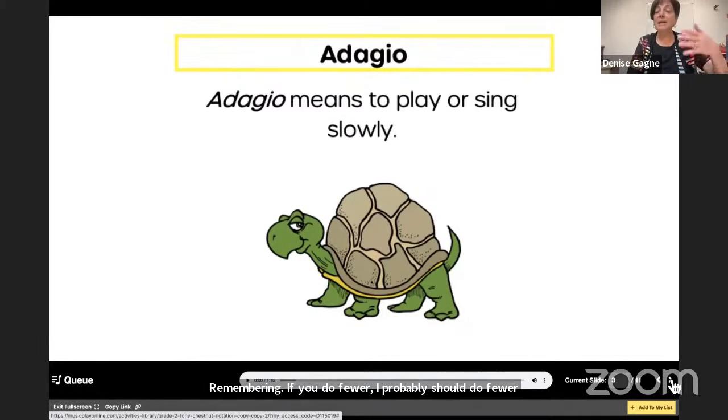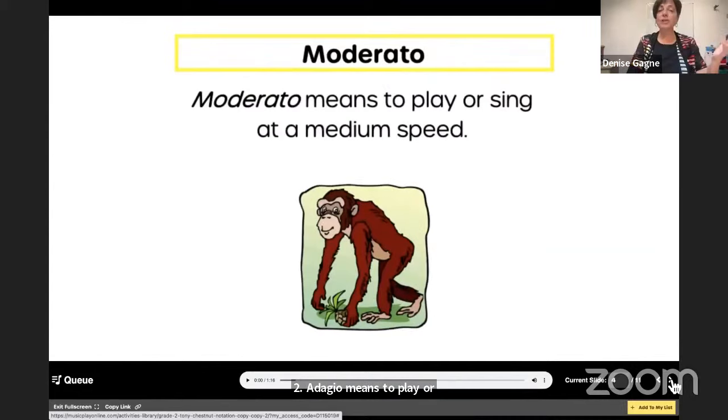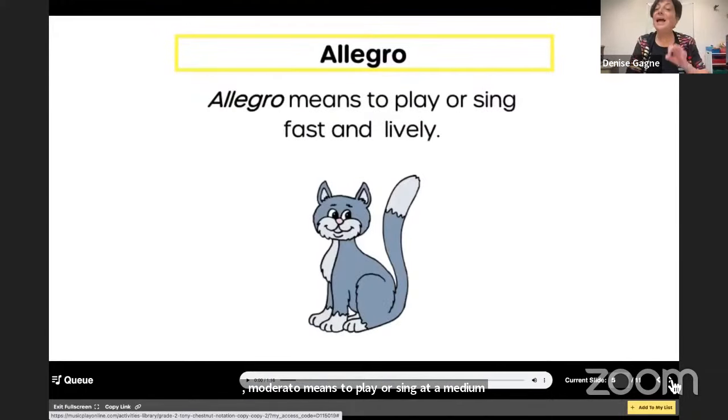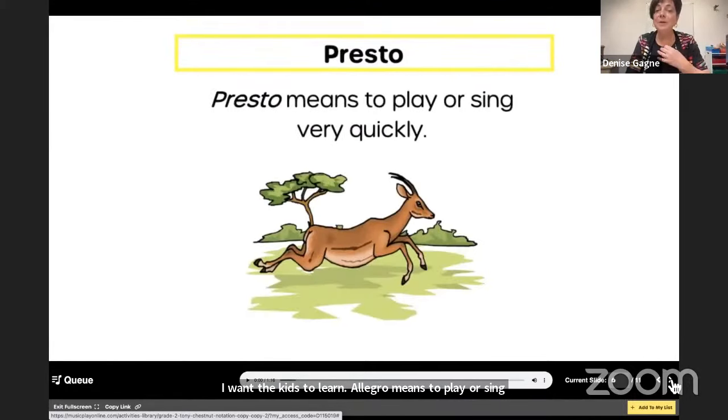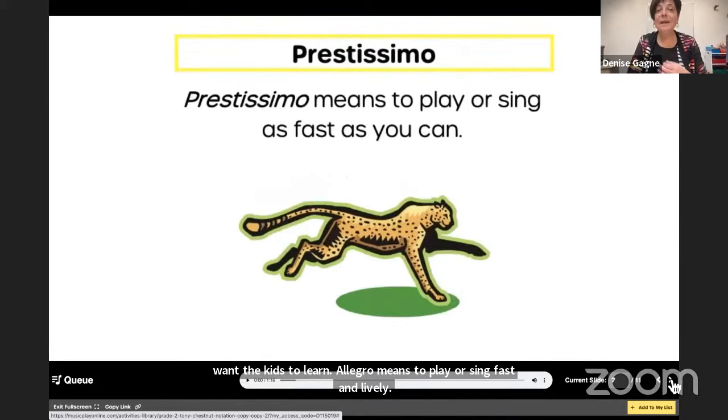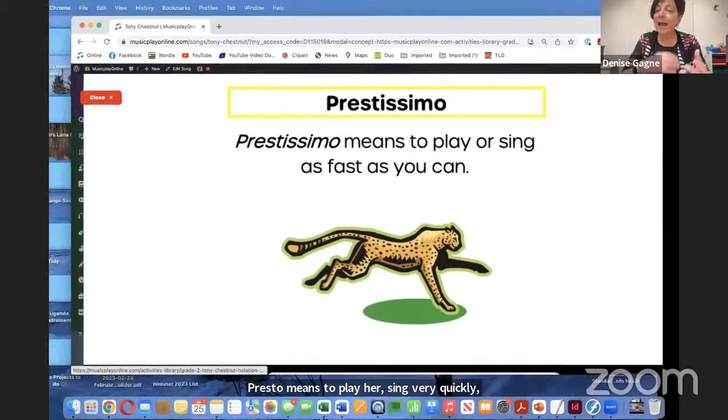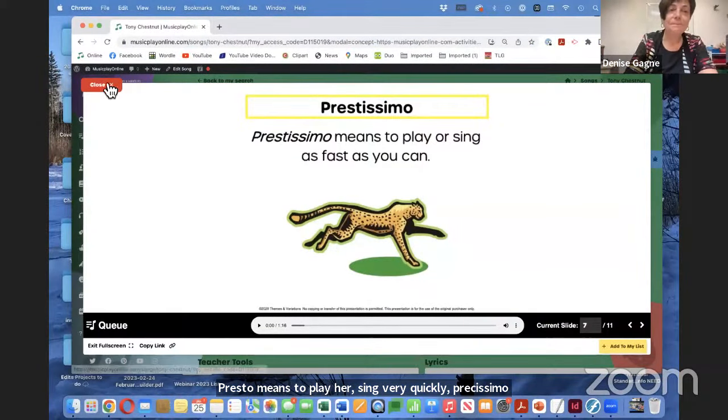Adagio means to play or sing slowly. The kids repeat. Moderato means to play or sing at a medium speed. So I say it in the speed I want the kids to learn. Allegro means to play or sing fast and lively. Presto means to play or sing very quickly. Prestissimo means to play or sing as fast as you can. So I would have the kids repeat.